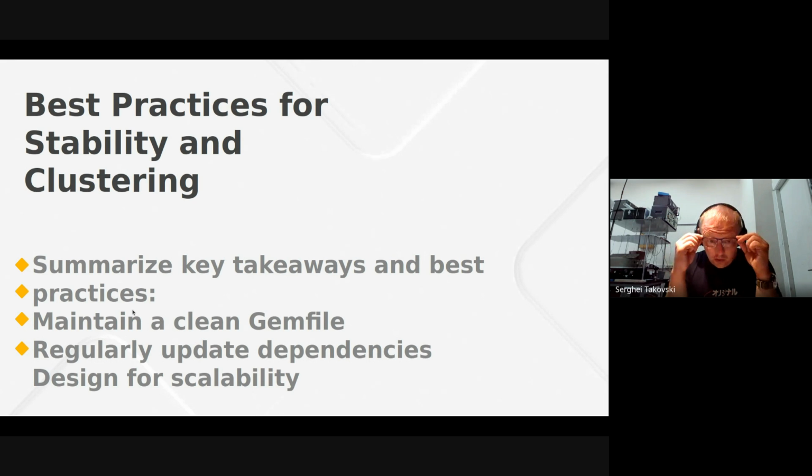So what I can summarize as the best practice is: clean your Gemfile, check your scalability, and keep your dependencies. Dependencies, I think, are the main part of this, because you need to understand that every time you implement something, you implement not only functionality, you implement bugs, you implement security vulnerabilities, you implement something which can damage your code.